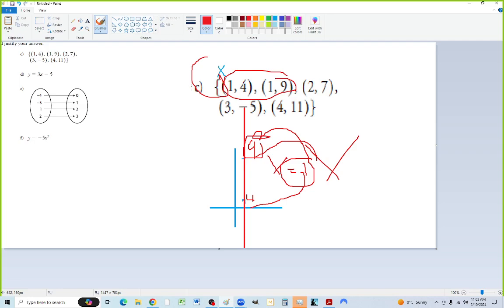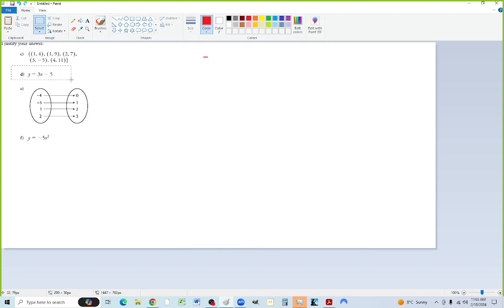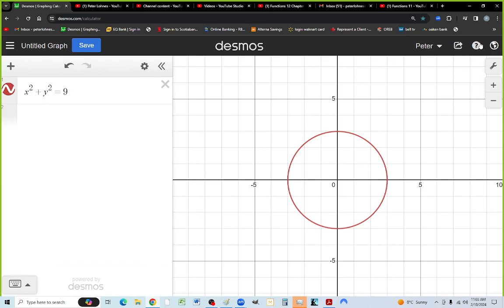Okay, so when you're looking at numbers, you look for repeating x's. If you see repeating x's with different y's, it is not a function. Some of these you just have to recognize. I'm going to send you this as well.